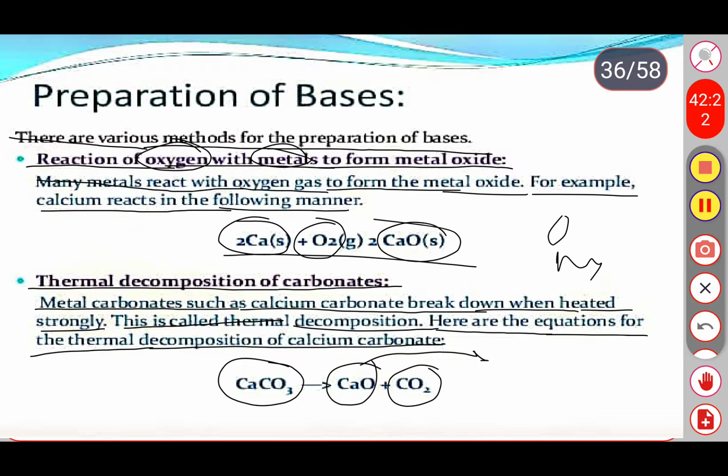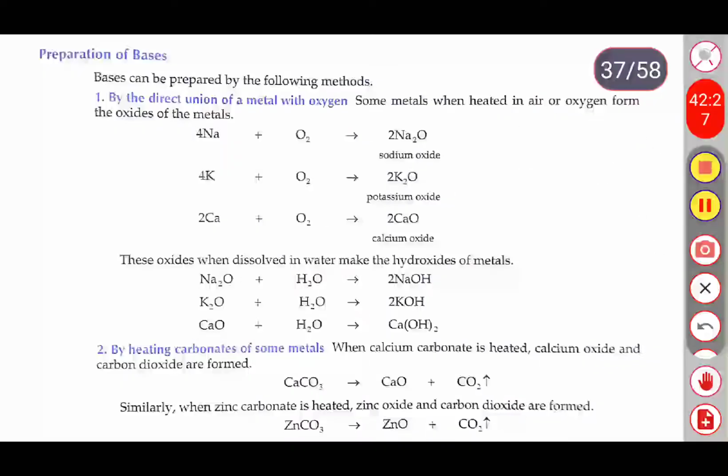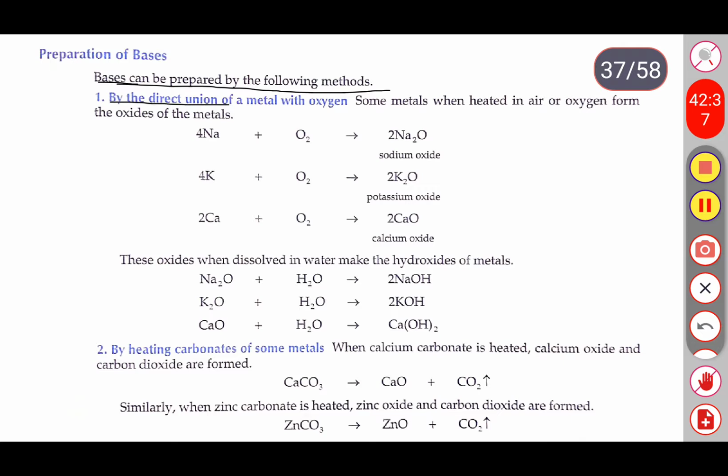See the preparation of bases. Bases can be prepared by the following methods. First one is a direct union of metal with oxygen. This is the first method. Some metals, when heated in air or oxygen, produce the oxides of the metals.